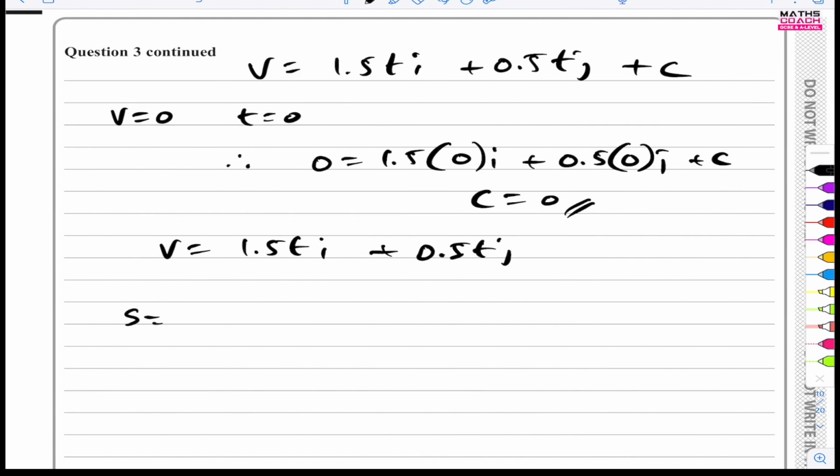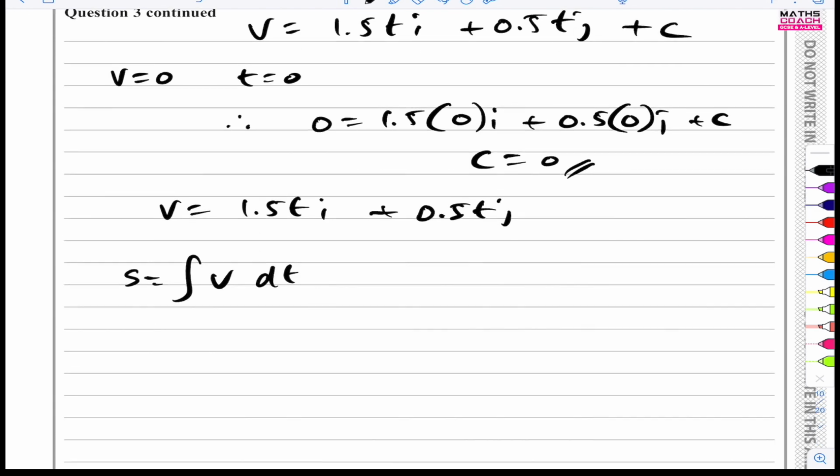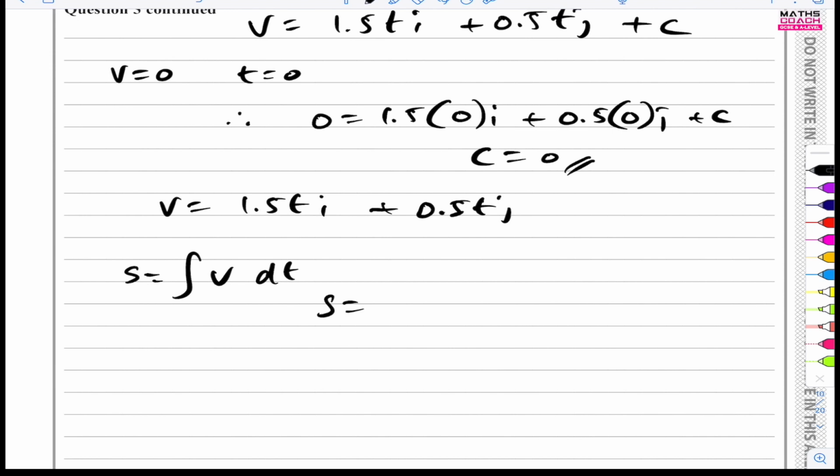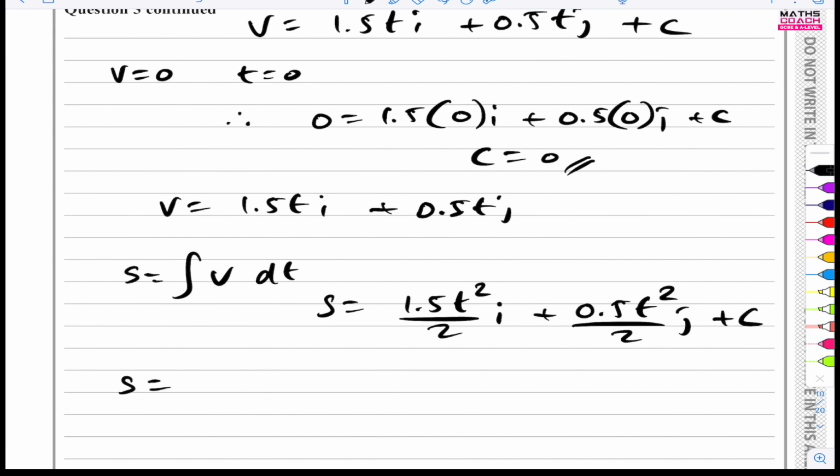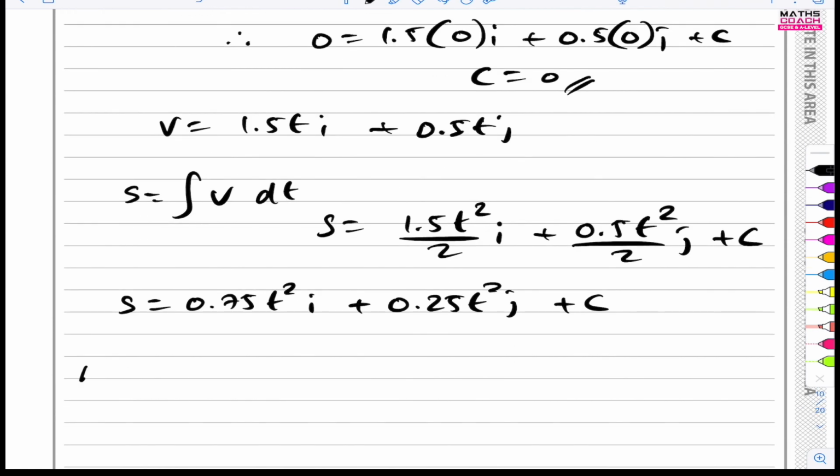So this time to find s, we are going to integrate v with respect to t. So s will be equal to, let's integrate that. So it's going to be 1.5 t squared over 2 i plus 0.5 t squared over 2 j plus c. If we tidy up, that gives us 0.75 t squared i plus 0.25 t squared j plus c. Again, we can use the same stuff. So at A, t equals 0, it hasn't moved, displacement is 0. So s is equal to 0.